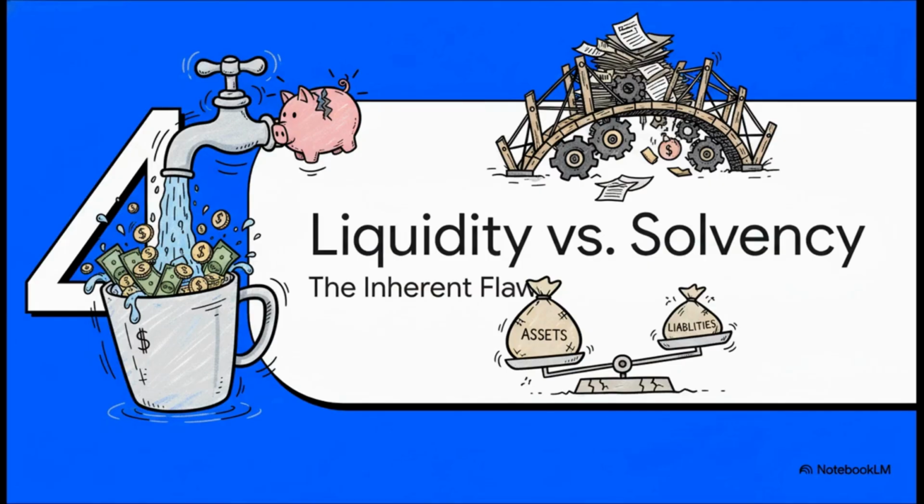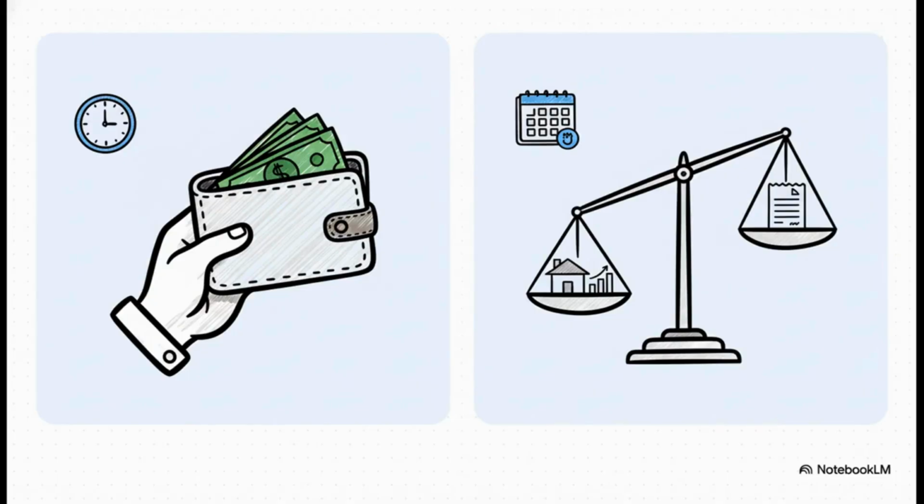And honestly, this is probably the single most important concept in this entire explainer: liquidity versus solvency. If you only take one thing away from this today, let it be this distinction right here. Liquidity, that is all about the short term. It's a bank's ability to meet its immediate cash demands. Can it pay its depositors who want to withdraw their money right now? Solvency, on the other hand, is about the long term. It's whether the bank's total assets are worth more than its total liabilities. Is the bank profitable on paper?